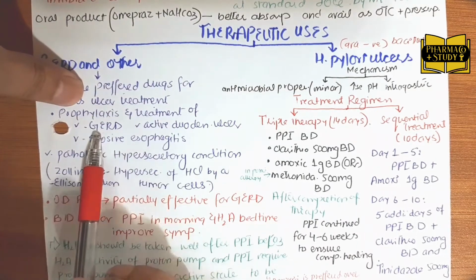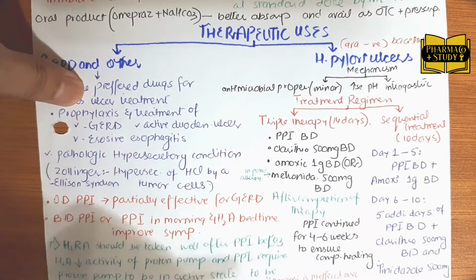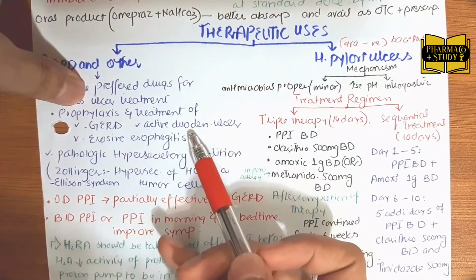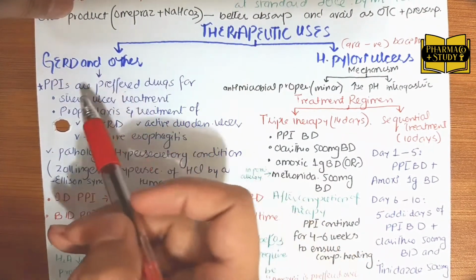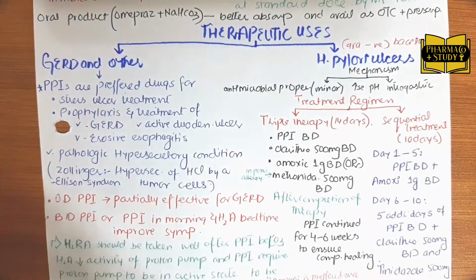GERD is the gastroesophageal reflux disease, and erosive esophagitis, which is also the problem of the esophagus. Active duodenal ulcer, you all know, as the name indicates, it is the ulcer of the duodenum. And the stress ulcer, which is due to the lying for a long period of time, more commonly occurs in the patients who are admitted to the ICU.